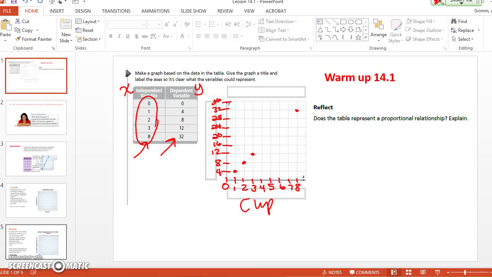Y equals 4x. Very good. Y equals 4x. We're going to talk a lot more about this in this topic because that comes from where? Where do we get that? Constant of proportionality. Where can I see that in this example that's up here, Taylor? Where does it say it?